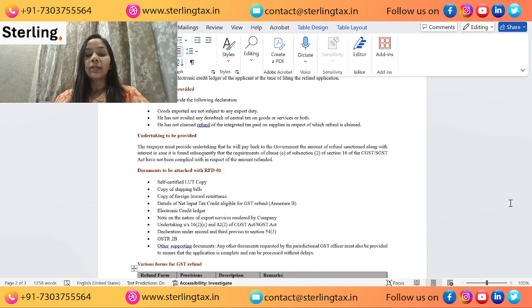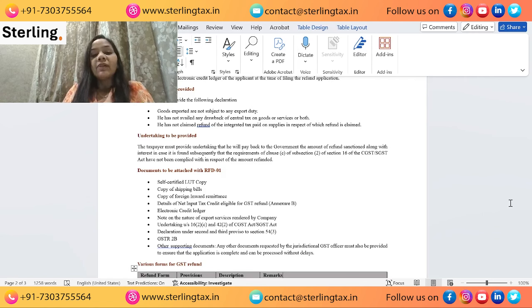refund. We have to provide the electronic credit ledger. We have to provide a note on the nature of export or services provided by the company. The undertaking declaration we already discussed. We have to provide GSTR-2B so that the department may reconcile your input tax with GSTR-2B, and any other supporting document required by the GST officer.